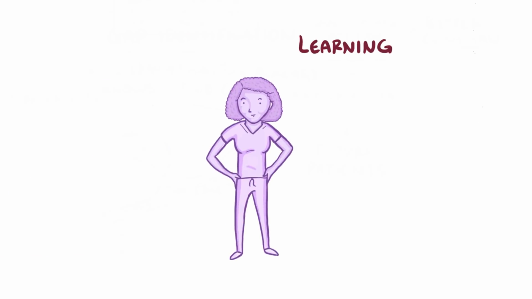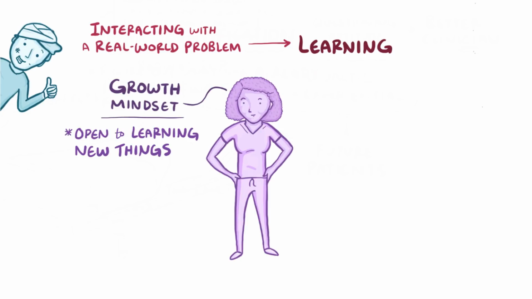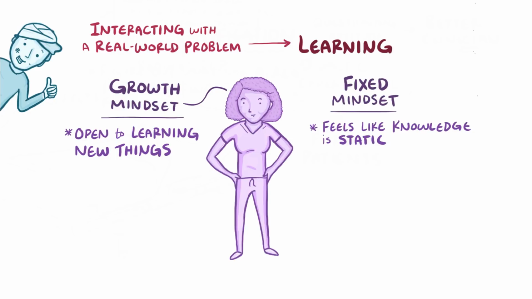For Lindsay, adaptive learning started and ended by interacting with a real-world problem. And to succeed at this, it took a growth mindset, which is when a person is very open to learning new things. The opposite of a growth mindset is a fixed mindset, which is when a person feels like their knowledge is static and they're afraid of new challenges because they don't want their ignorance to be discovered.